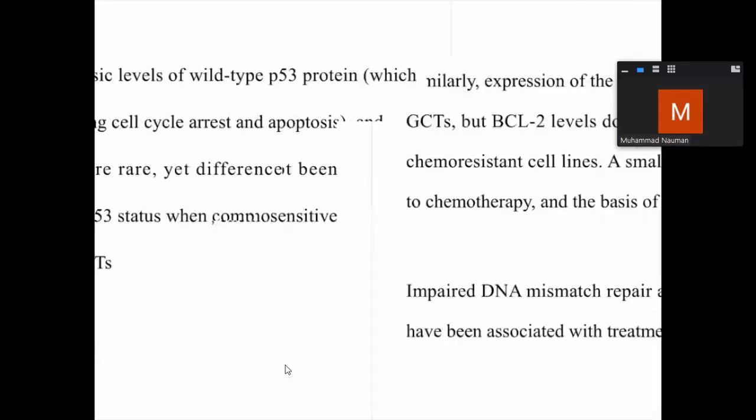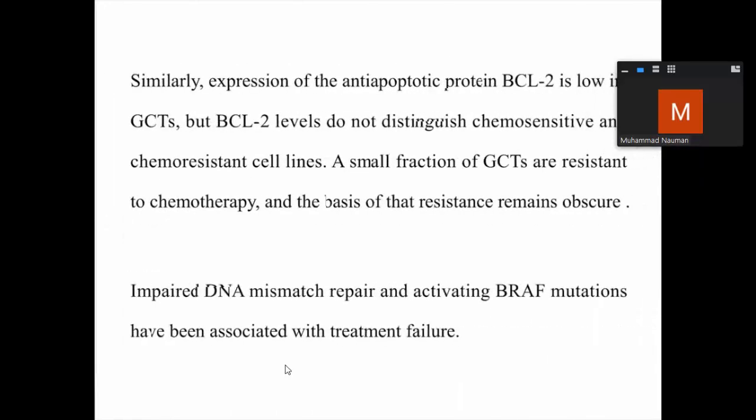Similarly, expression of anti-apoptotic protein BCL2 is low in germ cell tumor, but BCL2 levels do not distinguish chemosensitive and chemoresistant cell lines. A small fraction of germ cell tumors are resistant to chemotherapy, but the basis of the resistance remains obscure. Impaired DNA mismatch repair and activating BRAF mutations have been associated with treatment failure. The BRAF pathway is also a very important pathway for the survival and growth of the germ cells.